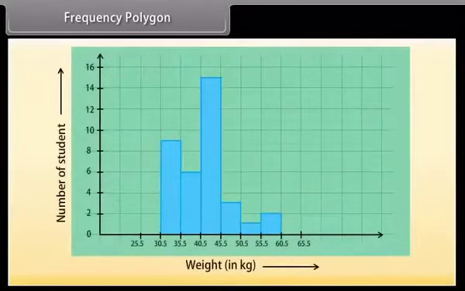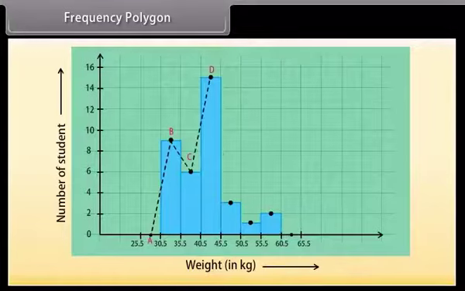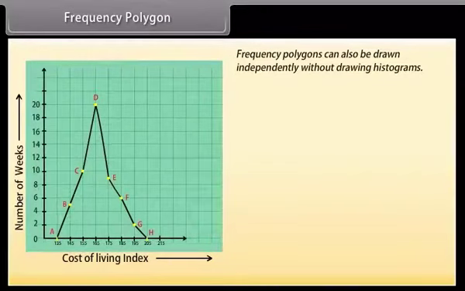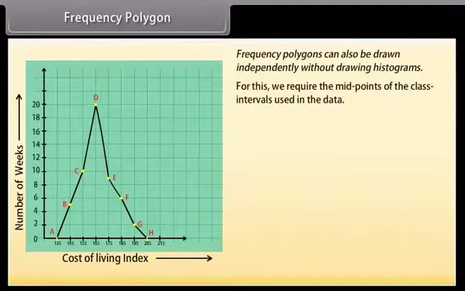Frequency polygon. In a frequency polygon, a line graph is drawn by joining all the midpoints of the top of the bars of a histogram. Frequency polygons can also be drawn independently without drawing histograms. For this, we require the midpoints of the class intervals used in the data.